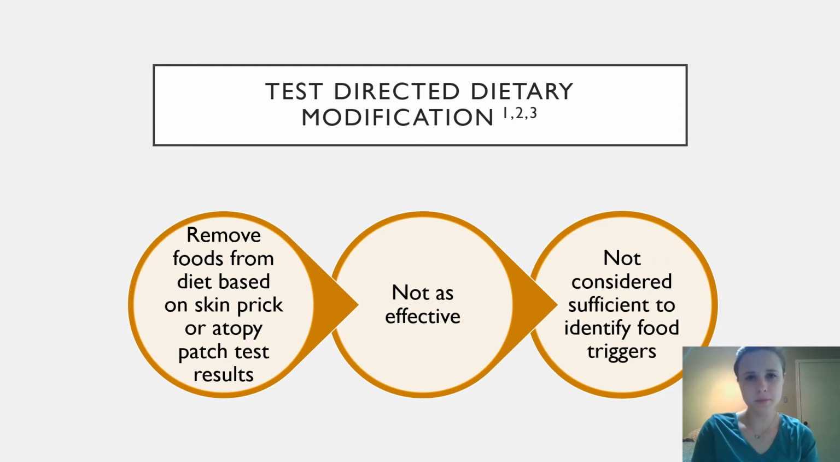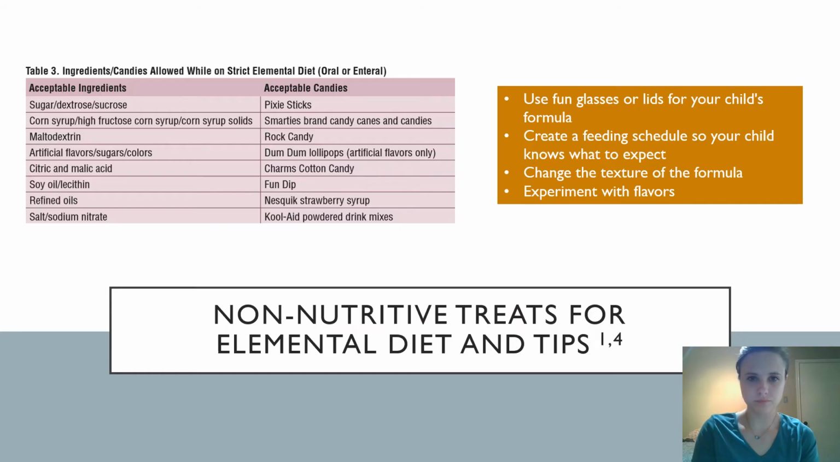Therefore, the elemental formula and the empiric diet elimination are going to be the best options for your child with EOE. And so I wanted to provide you also with a list of some non-nutritive sweets for children that are on a strict elemental diet. These are acceptable, and they can be a way that your child incorporates something fun into their diet. So Fun Dip, rock candy, these might be allowed for your child.